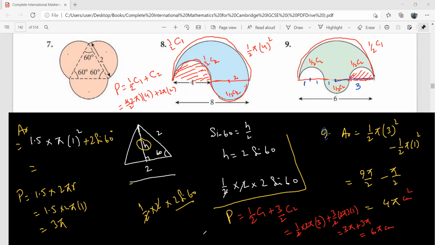Okay, guys, I've tried to make these to tell you people how to find the area and the perimeter of the shapes which have circular regions in them. Okay, I hope you understood it.